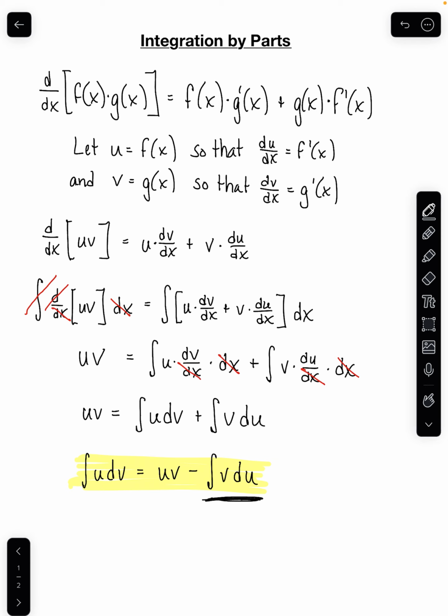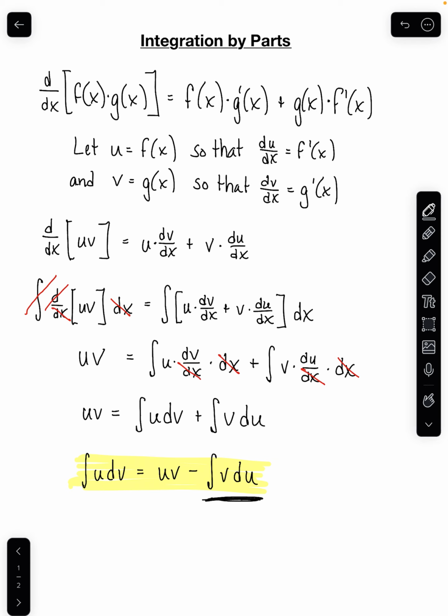Or in some cases, it might not be simpler, but at least it won't be any more complicated. Typically, it will be a simpler integral than what we started with, which means we might just be able to do that new integral outright without having to do any special tricks. So let's look at some examples of this.